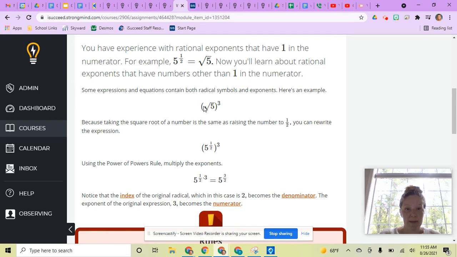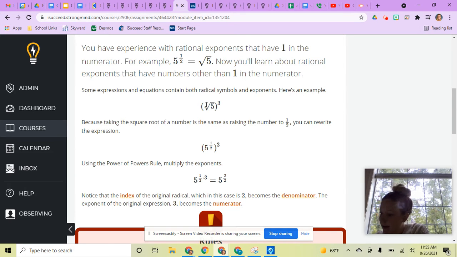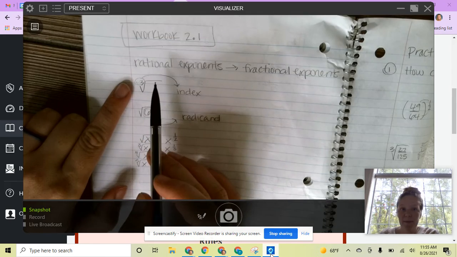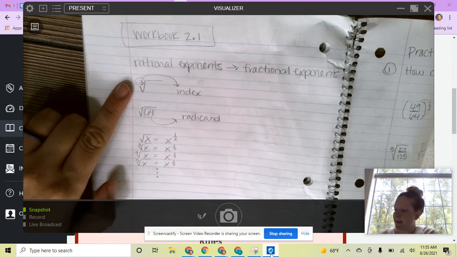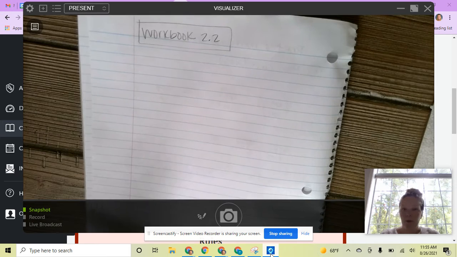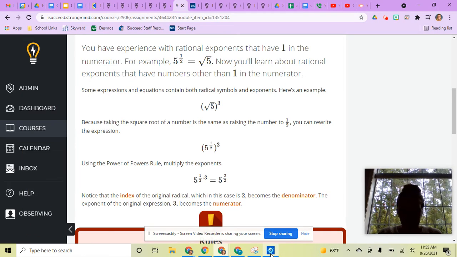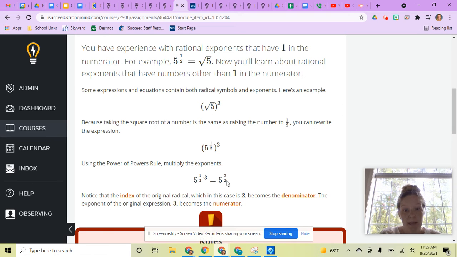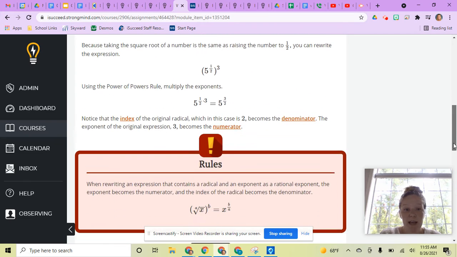Remember, index means the little number that is right here on the square root sign. We have that in our notes right here. Oh, you can't see my paper. This is why we take notes too. It's really handy. When they're asking for this vocab, remember you have that in your notes. So the index of the original number became the denominator. The exponent of the original expression became the numerator. That's our general rule on where those numbers end up going.